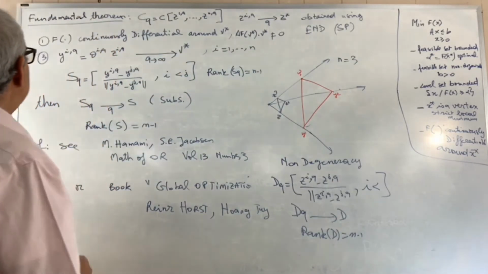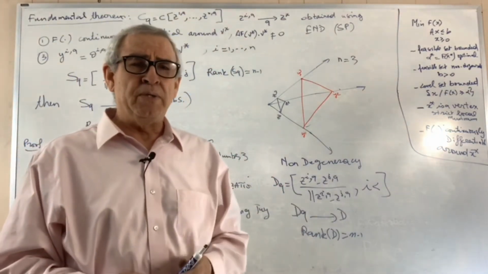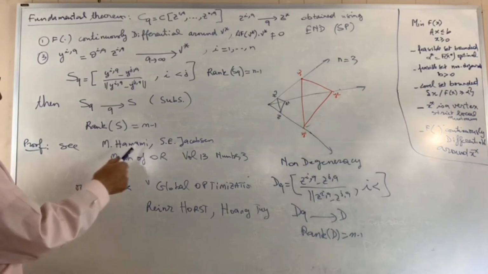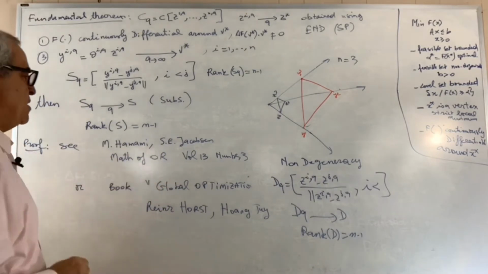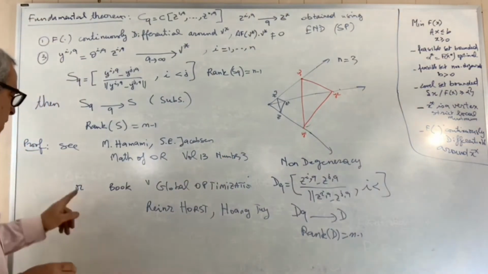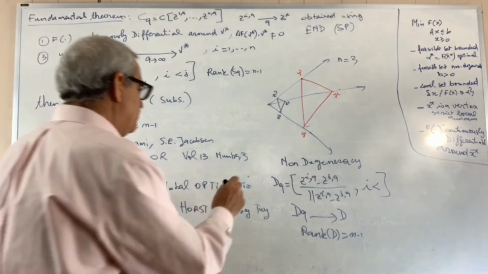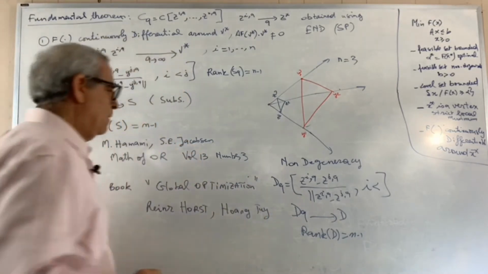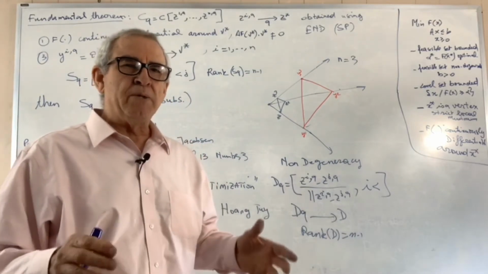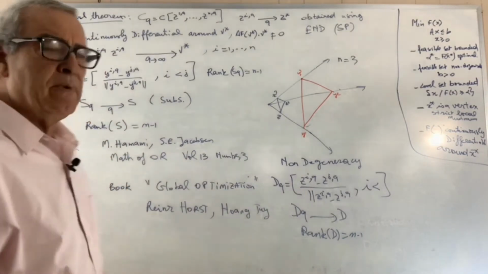Now, the proof of this fundamental theorem is very lengthy and tedious, so I'm not going to go through it in this video. But here's where you can find the detailed proof: either in my paper, M. Hamami and Stephen Jacobson, in Mathematics of Operations Research, Volume 13, Number 3, or you could see the book by Horst and Tuy called Global Optimization. They have a section in that book that talks about my work, and they also include the proof of this fundamental theorem.